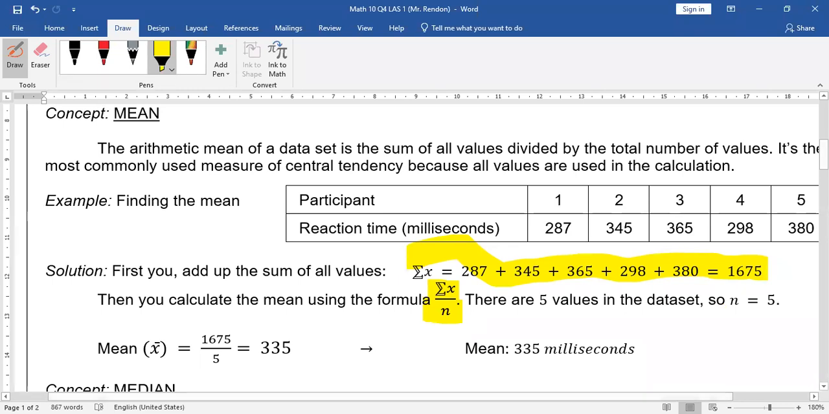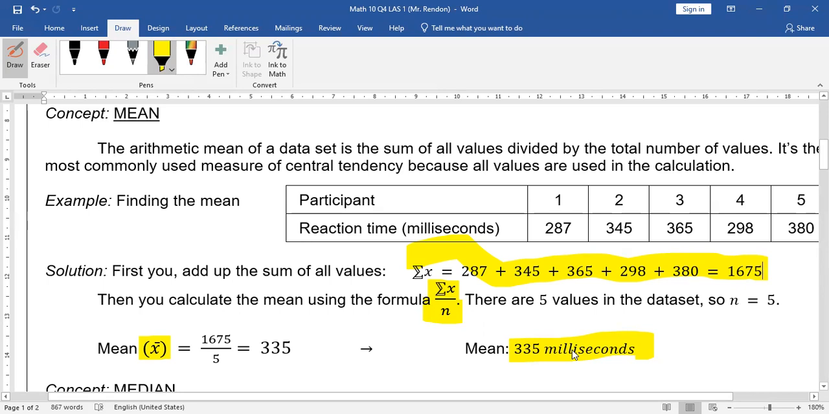Therefore the mean, this is the symbol for the mean. We have the x bar. Tandaan, lain-lain symbol si mean, median, kag mode. So x bar or the mean is equal to the sum of the scores, which is 1,675, over the number of scores, which is 5. So 1,675 divided by 5 is equal to 335. Therefore, your mean is 335 milliseconds. So this is the concept for the mean. Again, you just add all the scores and divide it by the total number of scores. Questions for the mean?